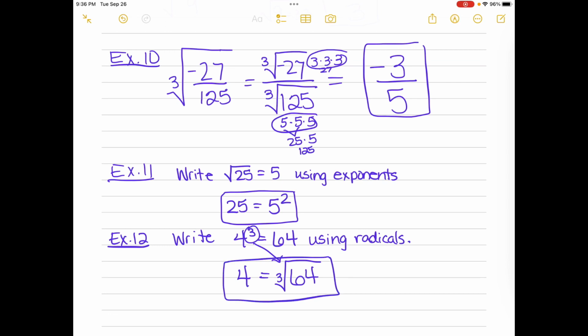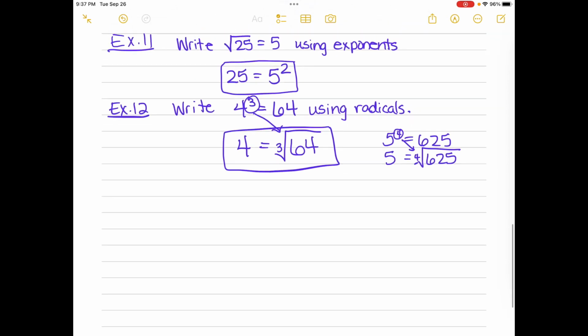Okay? So I'm just going to do one more kind of off to the side. If I had 5 to the 4th equals 625, and they said write this with radicals, I'm going to leave off the exponent and I'm going to change this to a radical. But it's not square root. I have to put this 4 on the radical sign. Okay?